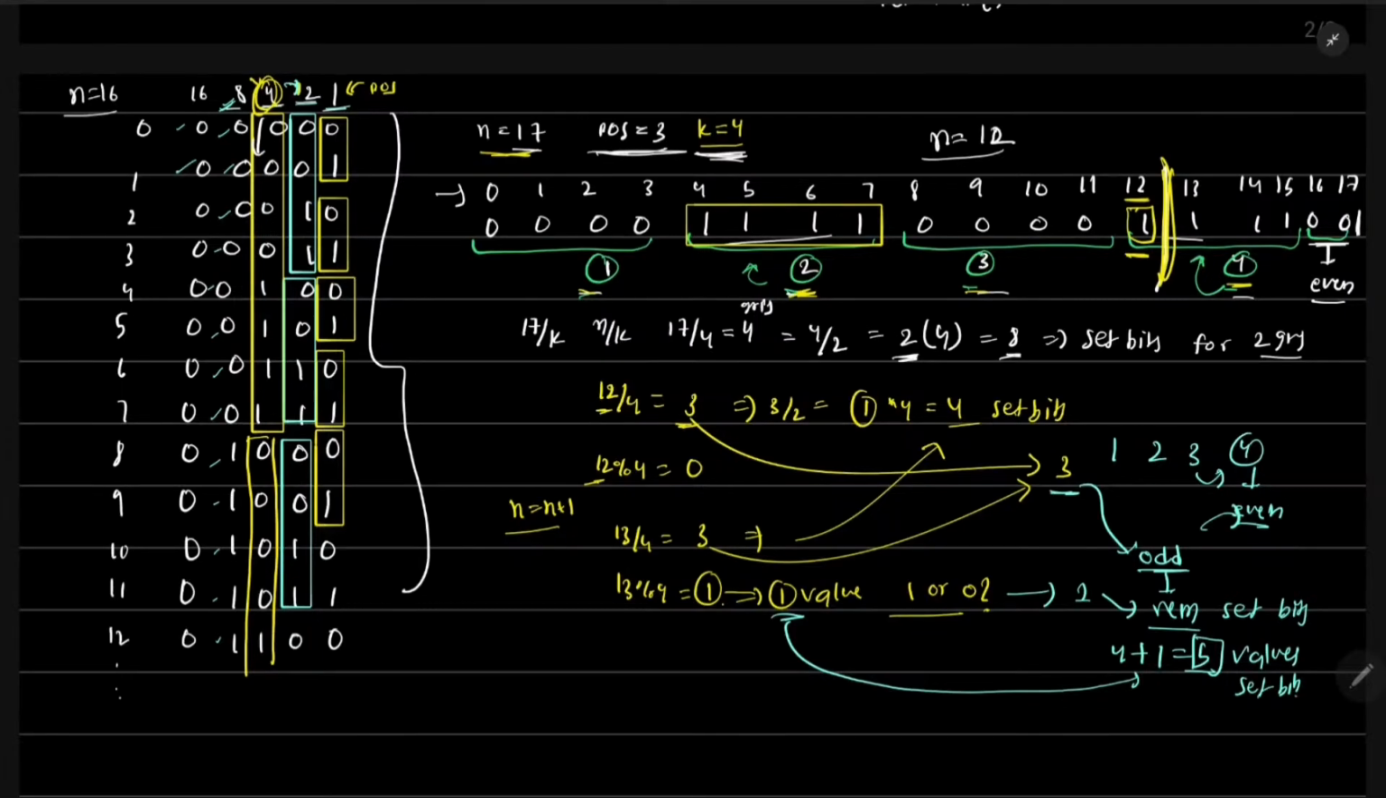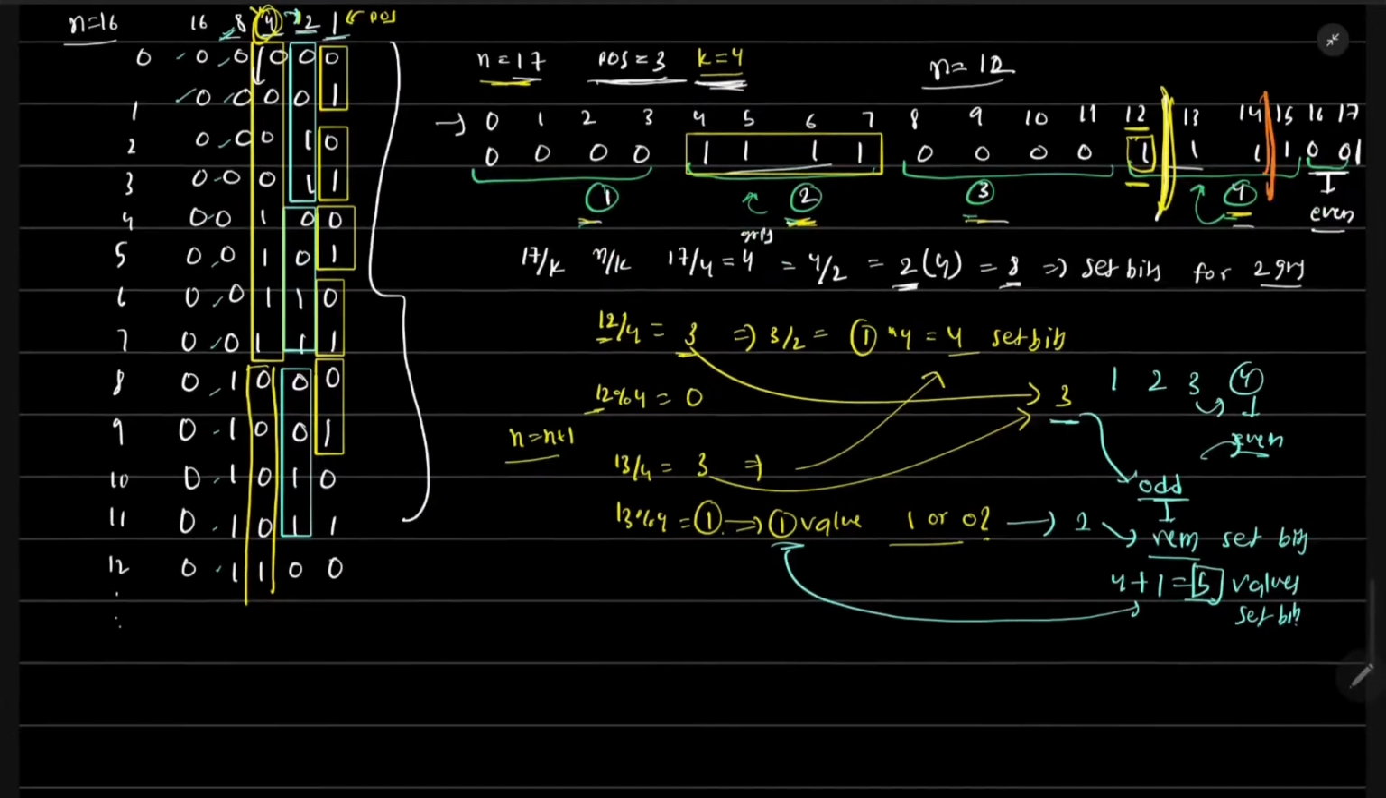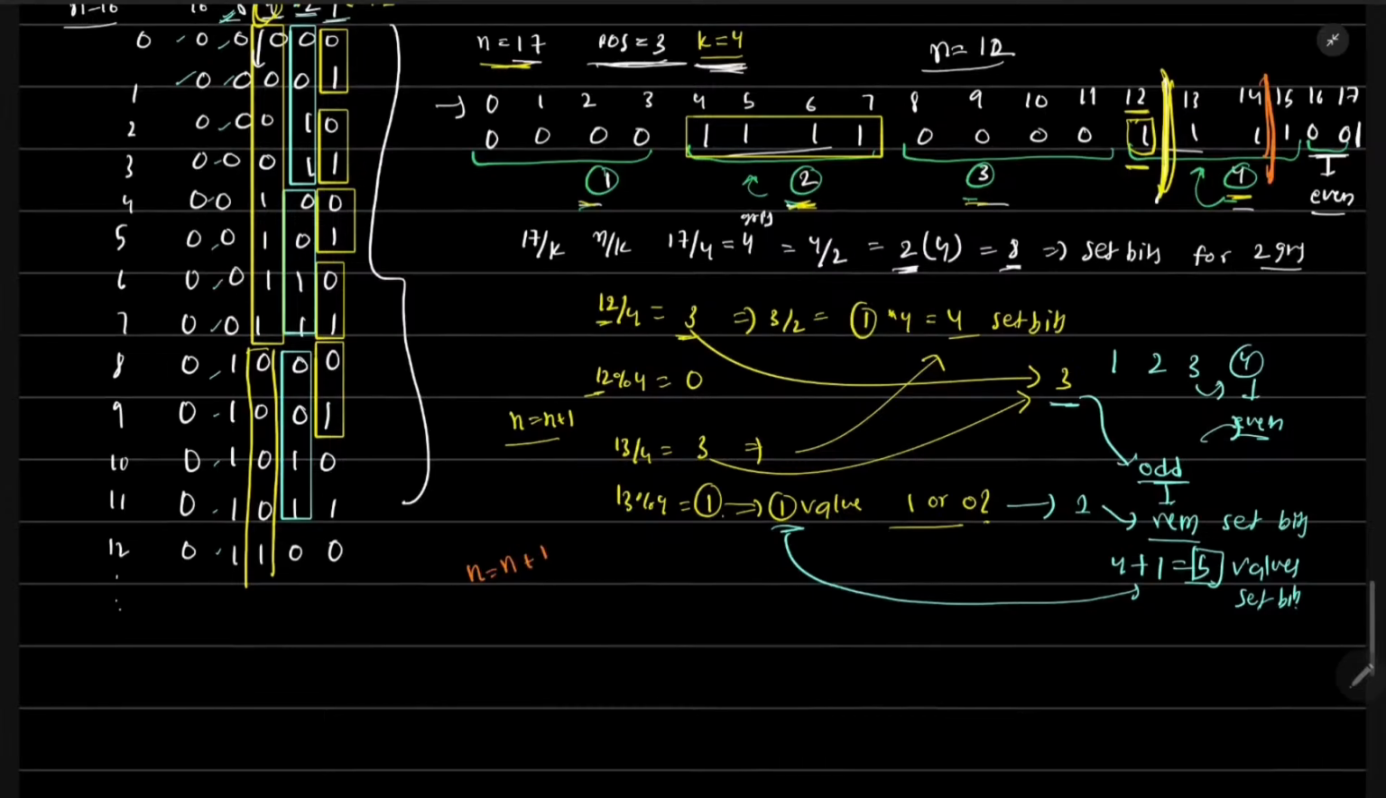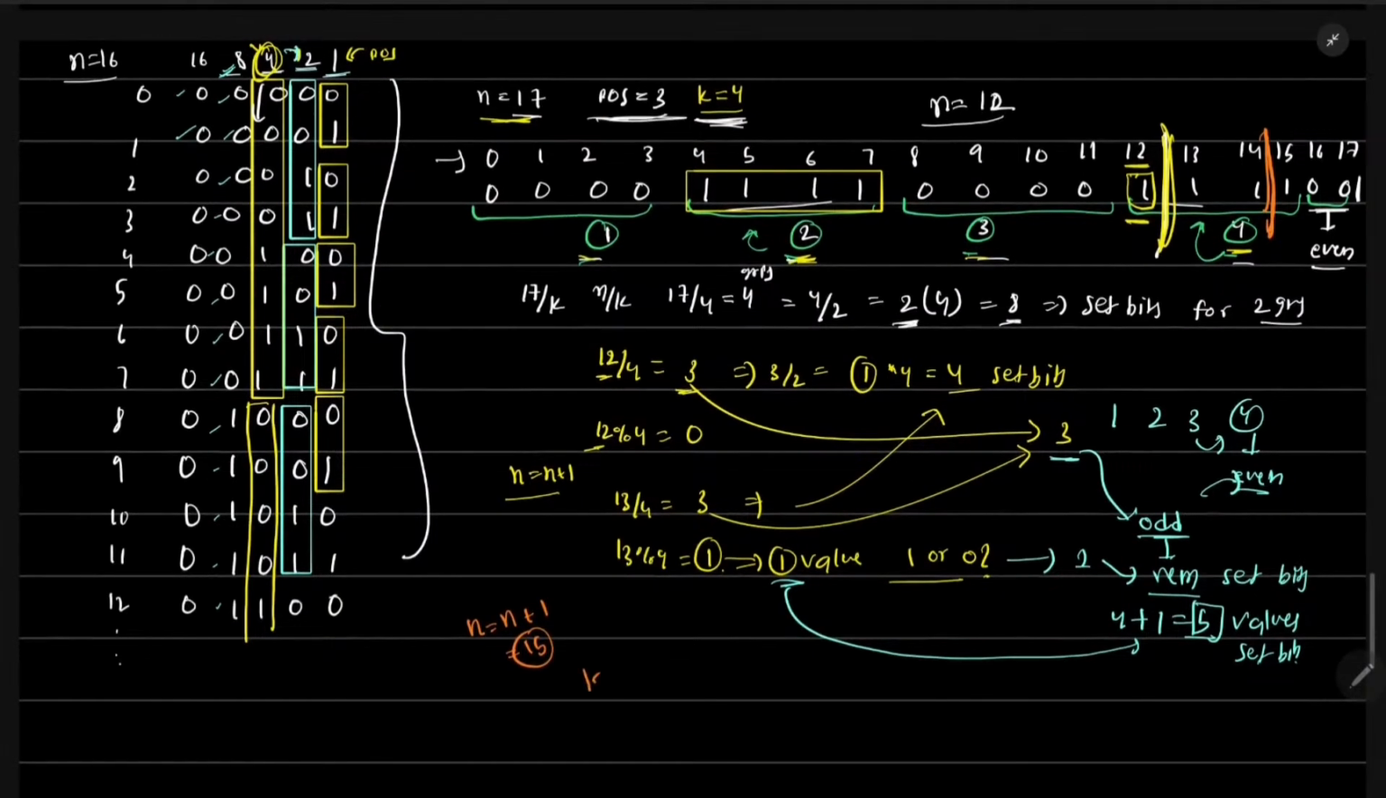Maybe you can take one more example, maybe 14, until 14 you take it. So let's take n equal to n plus 1, so let's take it as 15. 15 divided by 4, how much is it? 4 3s are 12, right? So again 3 divided by 2 is 1, 1 star 4, 4 set bits. We got 3 groups again, right? This is incomplete, and this is a complete group. So we got only 3 groups again.